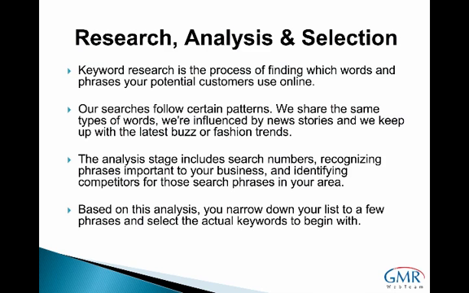Once you have completed the research of your keywords and have compiled a list of them, it's time to analyze which ones will be most effective to target. The analysis stage of the keyword process includes search numbers, recognizing phrases important to your business, and identifying competitors for those search phrases in your area. Based on this analysis, you narrow down your list to a few phrases and select the actual keywords to begin with.